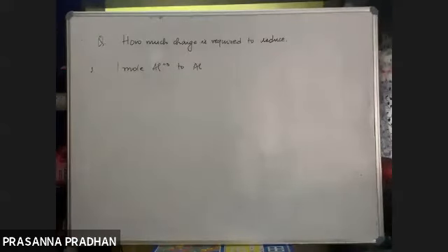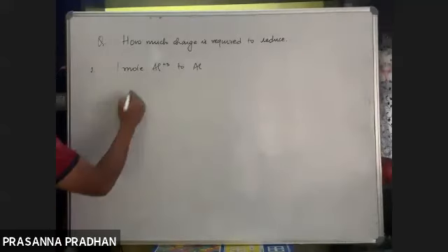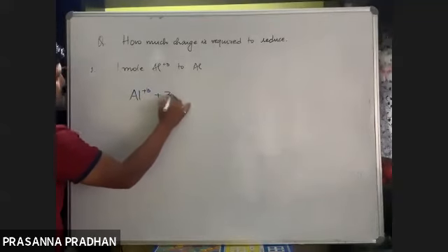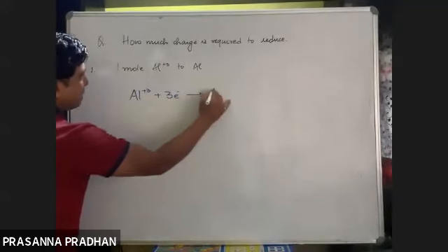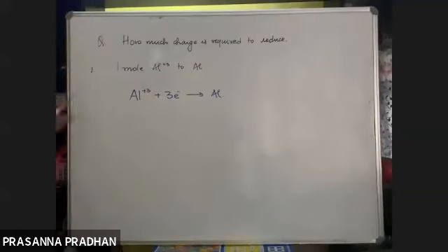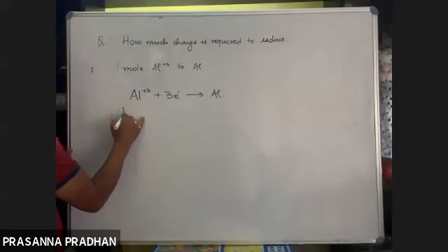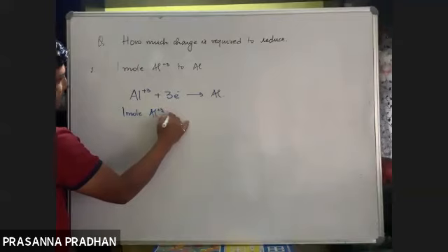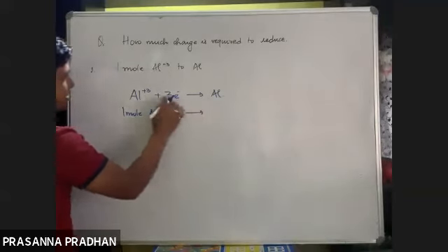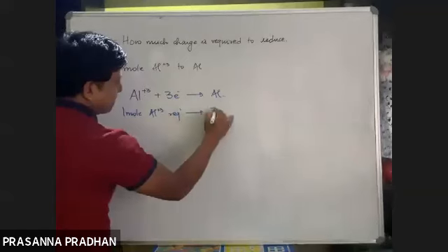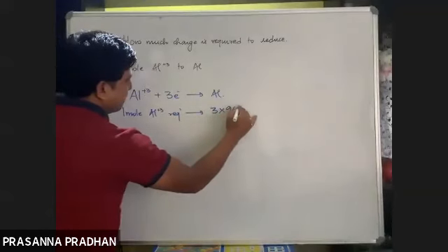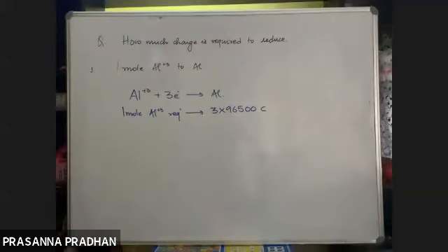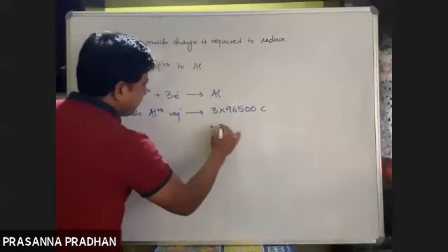So we have to construct the chemical equation out there. What is the reduction reaction? Al+3 requires 3 electrons and Al is deposited. So 1 mole of Al+3 requires how many moles of electron? 3 moles of electron. What is the charge on 3 moles of electron? 96500 coulomb. So this is going to be our answer, or in terms of Faraday, 3 Faraday.